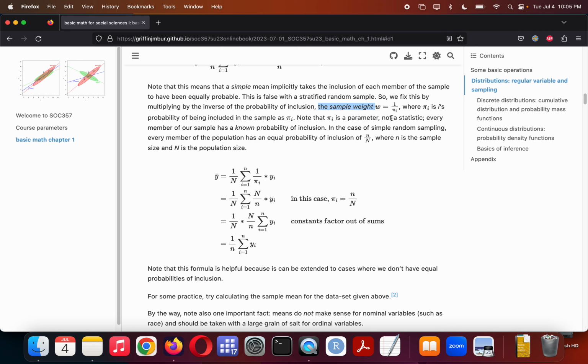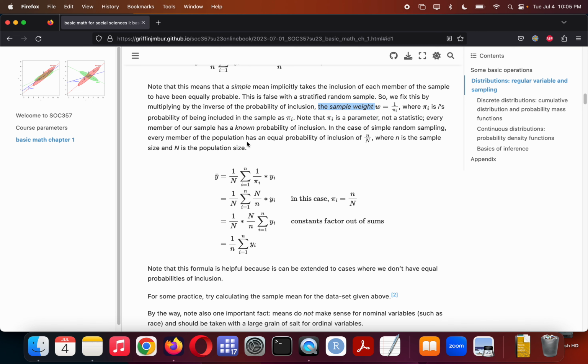And W is just 1 over pi I, as I mentioned before. So pi I is individual i's probability of being included. Note that this is a parameter, by the way. It's not a statistic, so every member of our sample has a known probability of inclusion. If we sampled at random, it's just little n over big N, or the sample size over the population size. And if we use some other metric, it's whatever that metric gave us.